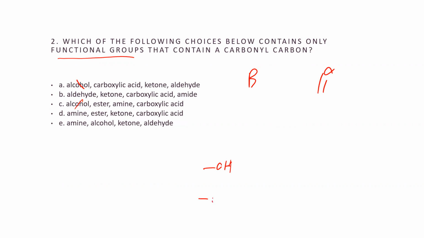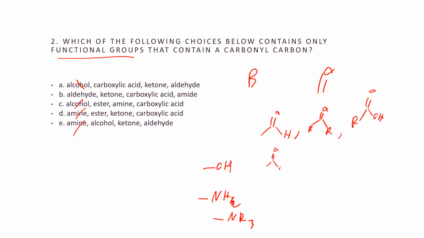Amine, we know, is just this group, or NR3. It doesn't necessarily have to be that. So we know it's not that one, and that's process of elimination. I'll draw these all. An aldehyde is this. Ketone is this. These are R groups. They don't have to be the same R group. Carboxylic acid is this. And amide is this.